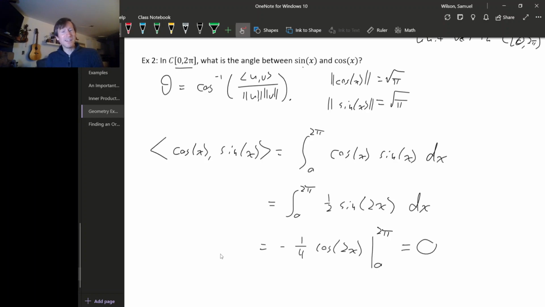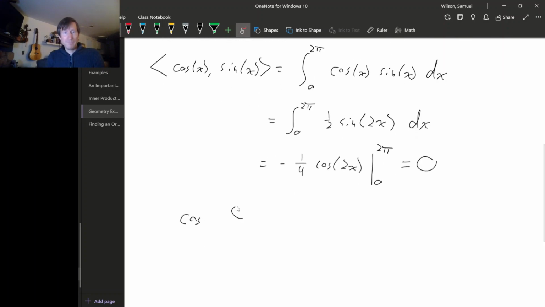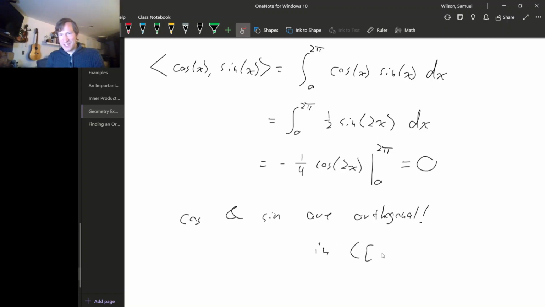So actually, cosine and sine are orthogonal in this vector space. That's maybe a bit of a surprise. As we'll see, it's nice to have orthogonal functions in this kind of vector space, because then you can do everything that we usually do when you have a bunch of orthogonal vectors.